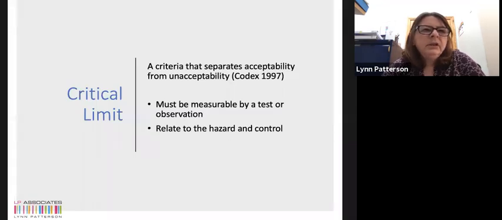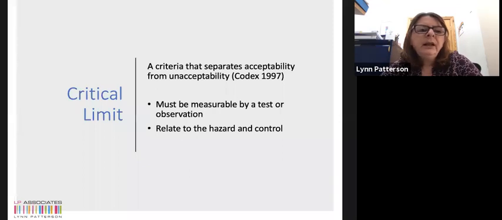So things like metal detection, cooking heat processes, X-ray machines, sieves would all be seen as being critical control processes. For these, we need to lay down parameters for them to work within, which are known as critical limits. Definition is a criteria that separates acceptability from unacceptability, safe food from potentially unsafe food. It needs to be measurable by a test or an observation and must relate back to the hazard and to the control. And you need to be able to validate your critical limits to prove that it is the point between safe and unsafe food. That might be a legal requirement, or it might be by scientific evaluation to prove that that is going to control the particular hazard.